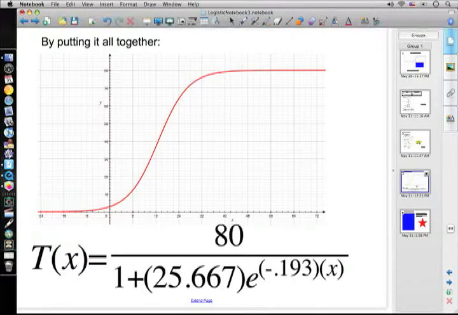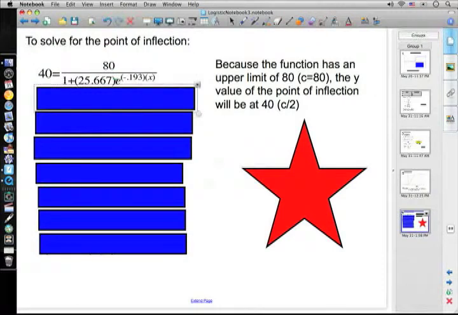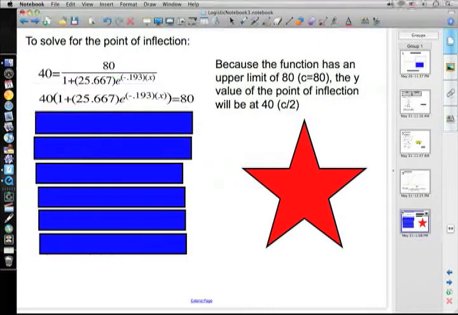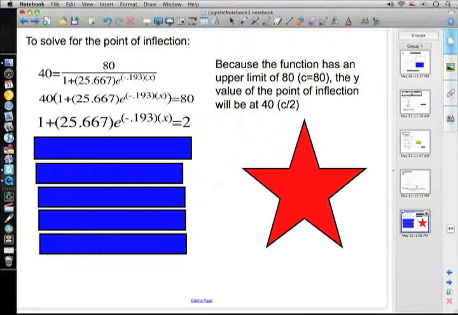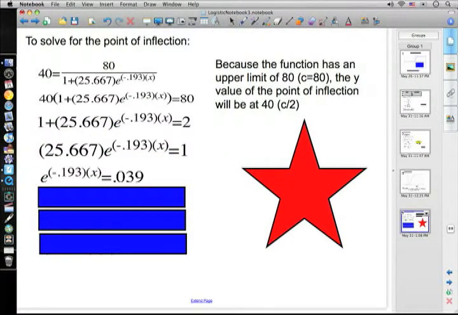Using the equation we have just determined, we can now find the point of inflection. The point of inflection occurs at the point T of x equals c over 2, or in this case, T of x equals 40. We can plug this into the equation above to solve for the x value for the point of inflection. Once again, let's begin by eliminating the denominator. Divide by 40 so the resulting equation will read 1 plus 25.667e to the negative 0.193x equals 2. Then subtract 1. Divide 1 by 25.667 to isolate the other side of the equation.